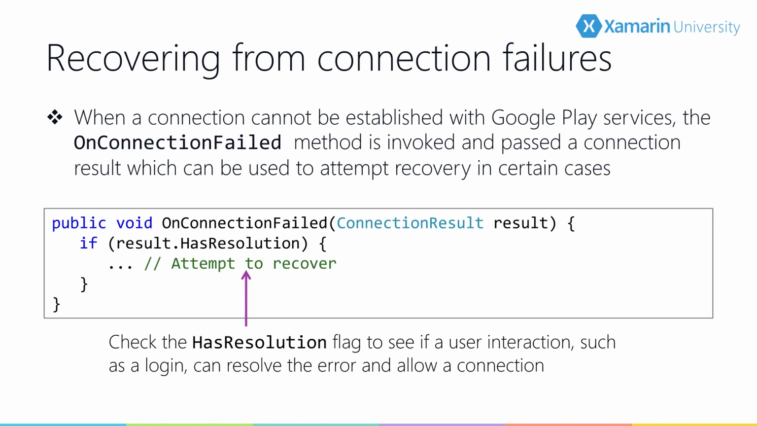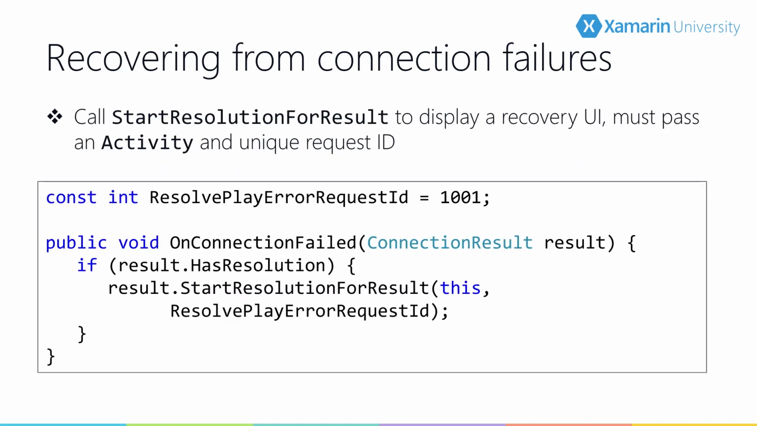It will indicate the failure, which you can map up to integer constants on the class, and it includes a property named hasResolution that indicates whether the system can potentially recover through user interaction. If recovery is possible, you can call startResolutionForResult to launch the UI. You pass an activity, which will receive the result code from the UI, and a unique request ID, which will be passed along with the result when the UI is dismissed.